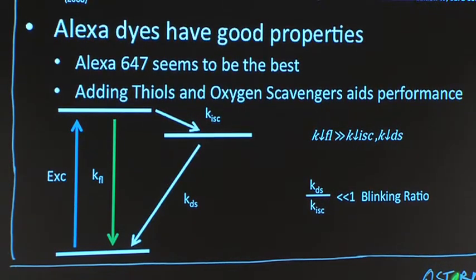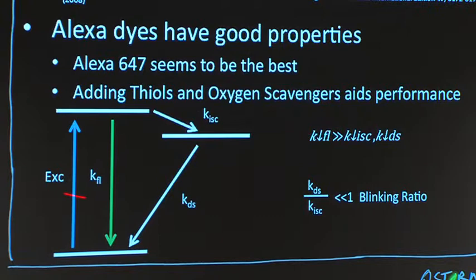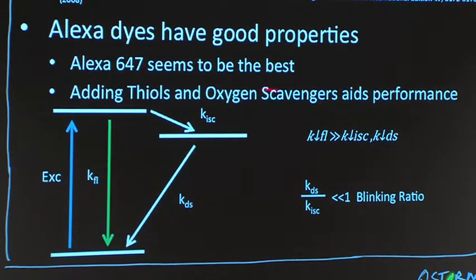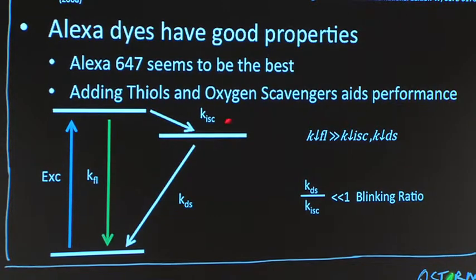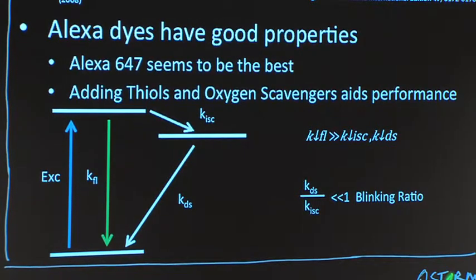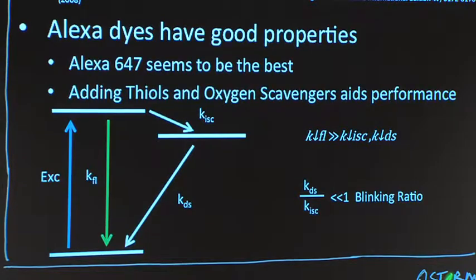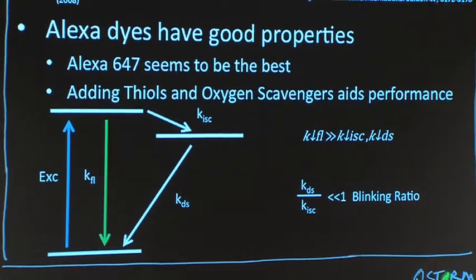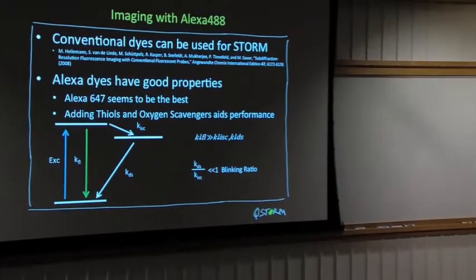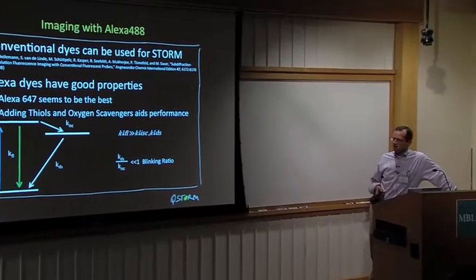So with this technique, you're going to have a small fraction of them that you can use for localization in the fluorescent state and a much larger fraction in the non-fluorescent state. That works because the decay from the triplet state is much slower than the rate at which they move into the triplet state. And this determines the blinking ratio, or the fraction which are on at a time. Typical values are about 1 in 1,000 that people have achieved with this technique.